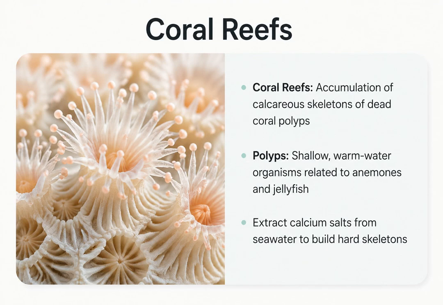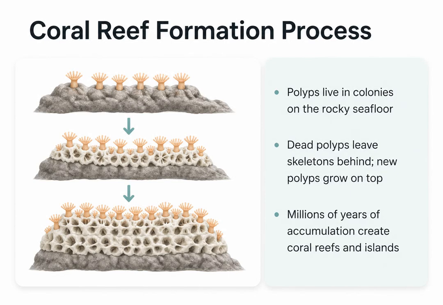They are created by the accumulation of calcareous skeletons left behind by dead coral polyps. These polyps are tiny, soft-bodied organisms related to jellyfish. They thrive in shallow, warm waters and survive by extracting calcium salts directly from the seawater to build hard, protective skeletons around themselves. These tiny polyps do not live alone. They form massive colonies fastened to the rocky seafloor.